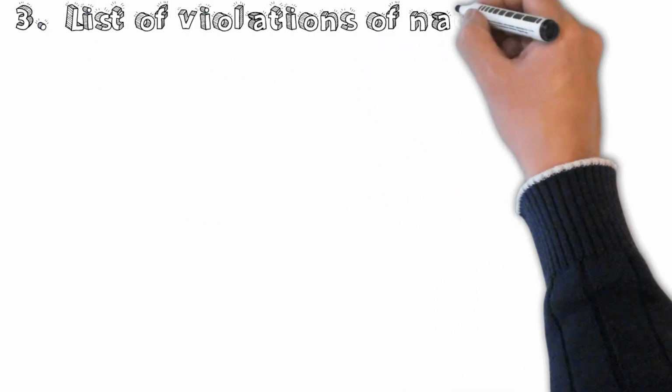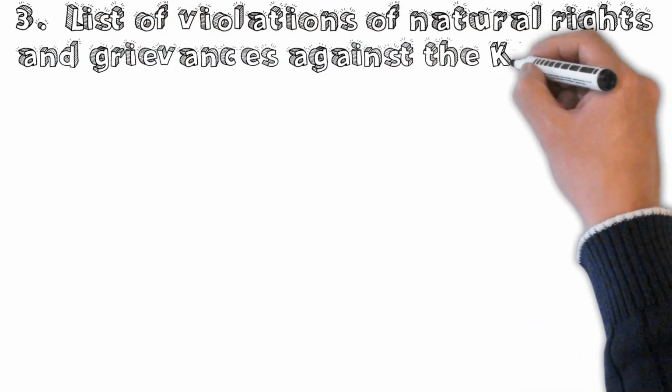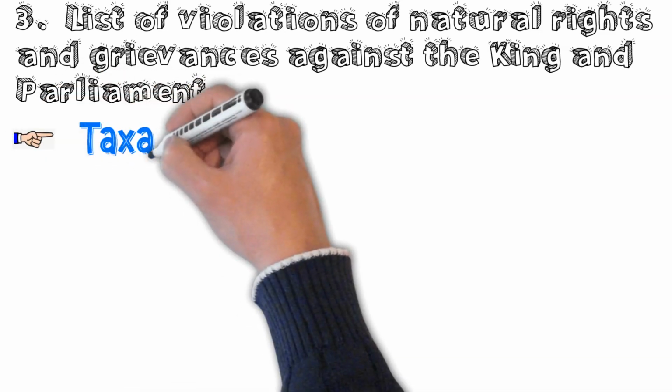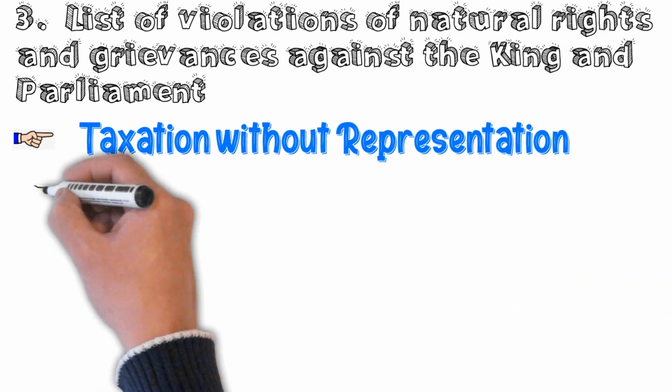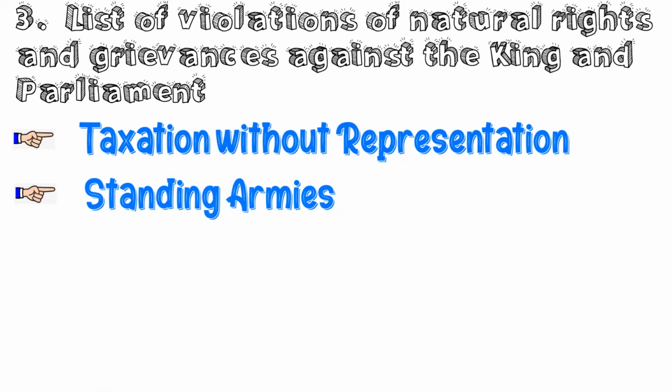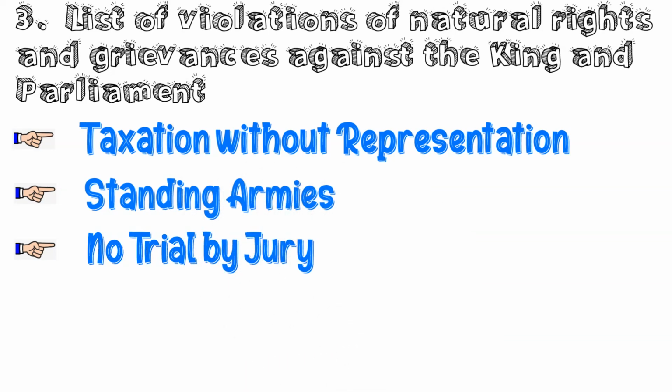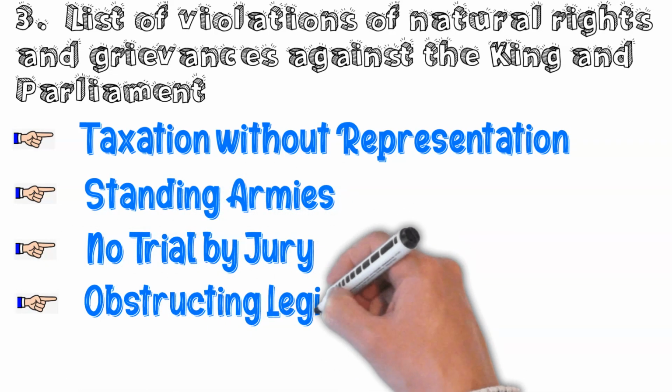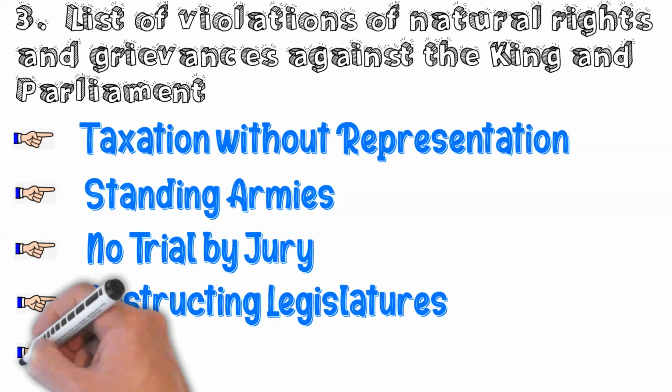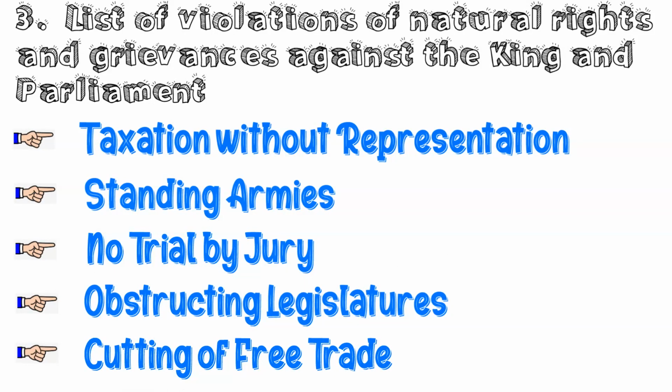The third section contains a list of 30 violations of natural rights and grievances against the king and parliament, and announced the British actions had established an absolute tyranny over these states. Some of these charges included taxation without representation in parliament, placing standing armies in American communities, obstruction of the right to trial by jury, interference with the operation of colonial legislatures, and the cutting off of trade with the rest of the world. The final section is the Statement of Separation.